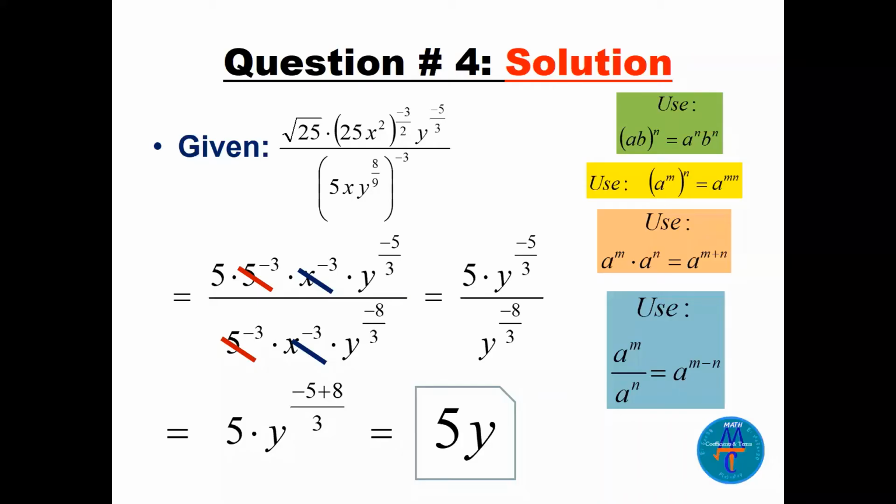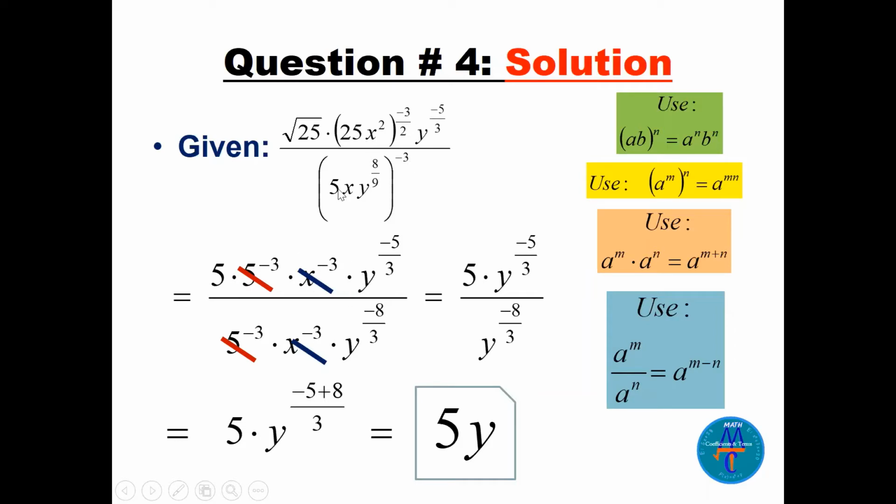5y. If we go into details, I put here all the formulas that you might use, the rules of exponents, everything you need in this nice question. Square root of 25 is only 5. 5 squared, the power 2 here, multiplied by this. We can distribute the power: (ab) to the power n is a to the power n times b to the power n. We have here two numbers, a and b. So 5 power 2 times minus 3 over 2, so it will be power minus 3. X is the same. Y we leave it.